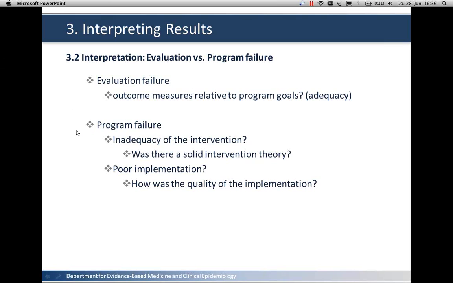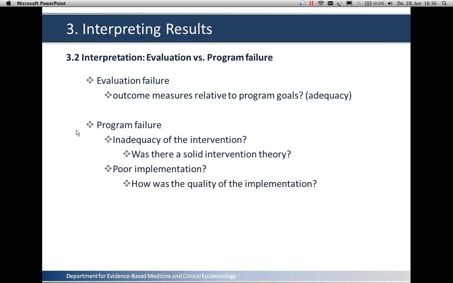Program failure, second point. Is it a failure of the intervention? Did the intervention work, or didn't it work because the intervention itself is nonsense, or could it be that there was a poor implementation of a good, solid intervention? Therefore, we have two questions which are necessary to answer in a cluster RCT or RCT at the end.